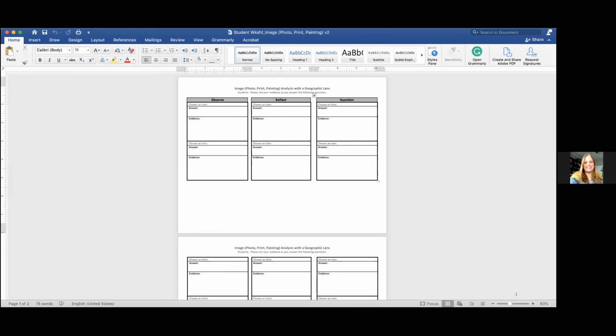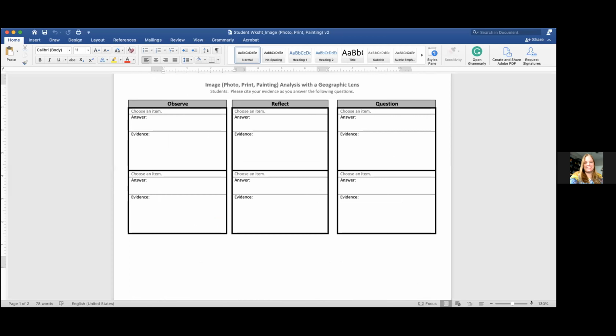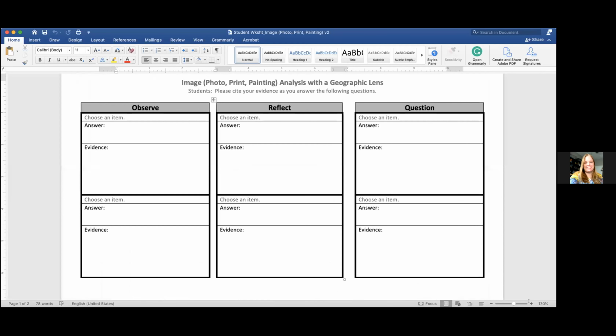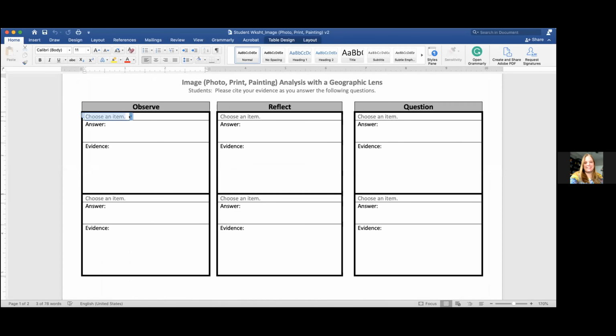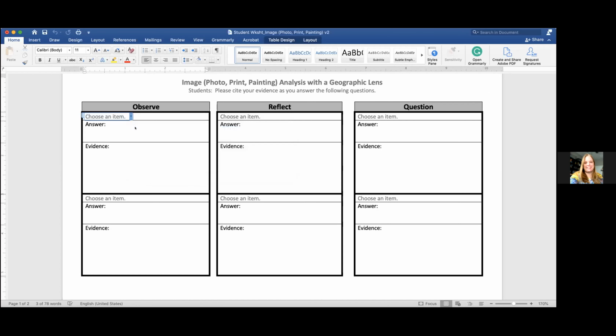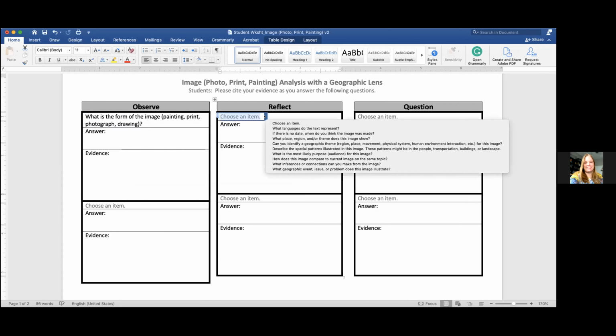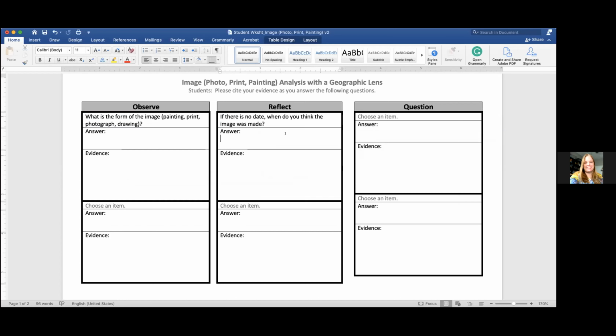And so what you can do on this is modify this worksheet. Using that geographic lens, I can click on this and see there's this drop down arrow, I can say, okay, what is the form of the image? Is it a painting, print? Okay, maybe I want them to reflect. So what questions could I use? There's no date. When do you think the image was taken? And here's your answer for the kiddos to write down. And here's the evidence. So again, that is up there free of charge for you.